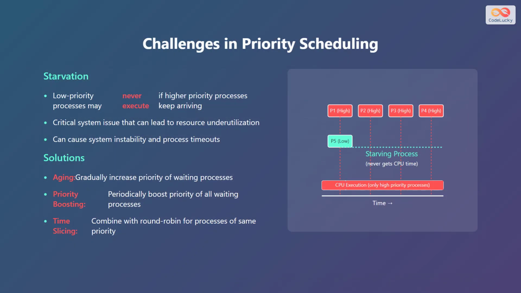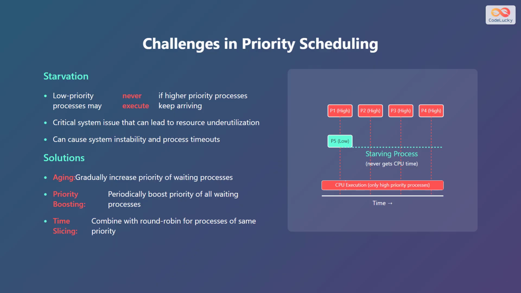While priority scheduling is effective, it presents certain challenges, notably starvation. Starvation occurs when low-priority processes may never get to execute if higher-priority processes keep arriving. This is a critical system issue that can lead to resource underutilization and can cause system instability and process timeouts.